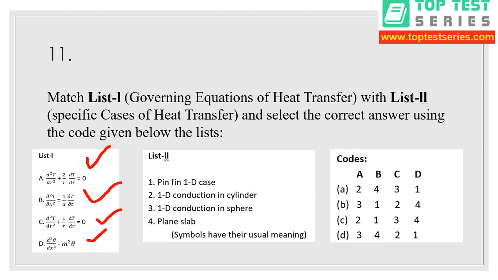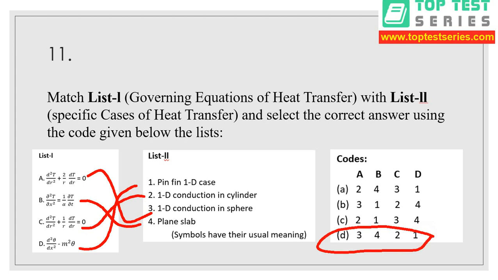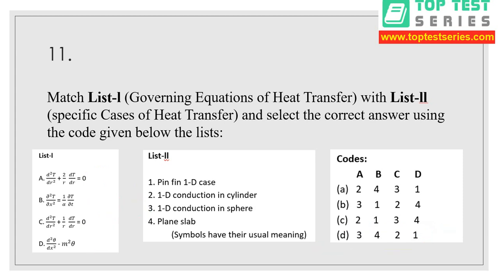I mean, given the list in list 2, right? So this one belongs to what, my dear? That is d square T by dr square plus 2 by r dT upon dr is equal to 0. This belongs to what, my dear? Sphere. And this one, B, belongs to what? Plane slab. This one belongs to what? Cylinder. And by default this will become 1. Therefore the answer for this question would be what, my dear? Option D is the correct answer for this question.